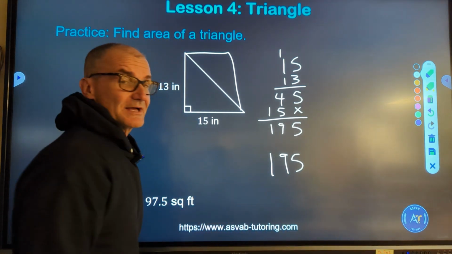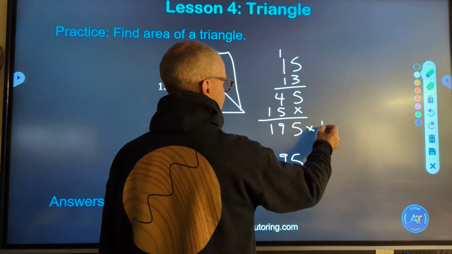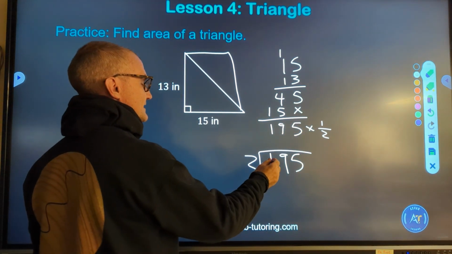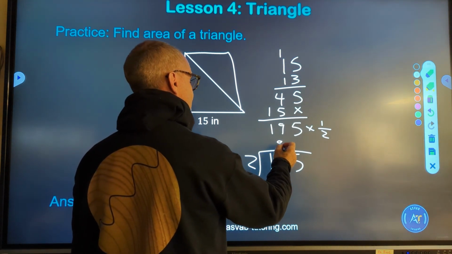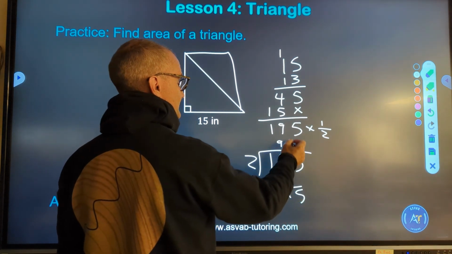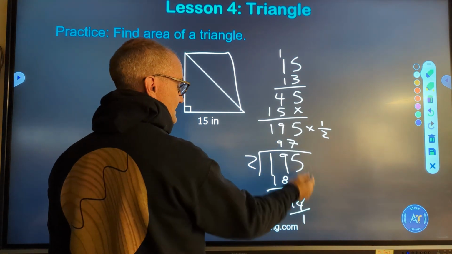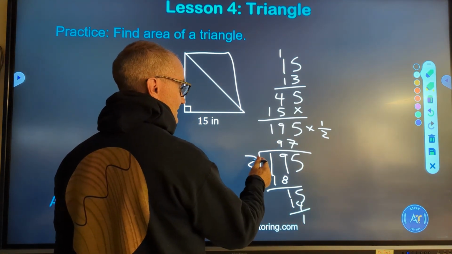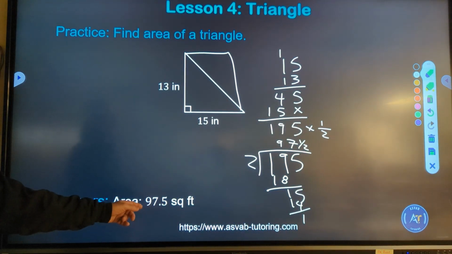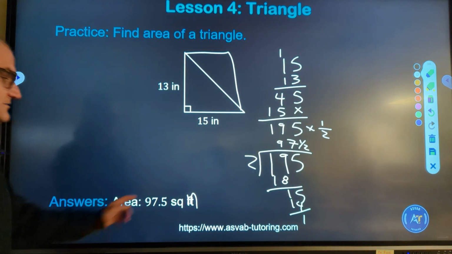The way I multiply by 1/2 is the same thing as dividing by 2. So I can multiply this by 1/2 or divide it by 2, right? 2 goes into 19 9 times to give me 18. 1, bring down the 5. 2 goes into 15 7 times to give me 14. 1 left over, so it's 97 with a remainder of 1. And I started with a 2, so this is 97.5 square inches. These are inches. There's another typo right there, so that's square inches.